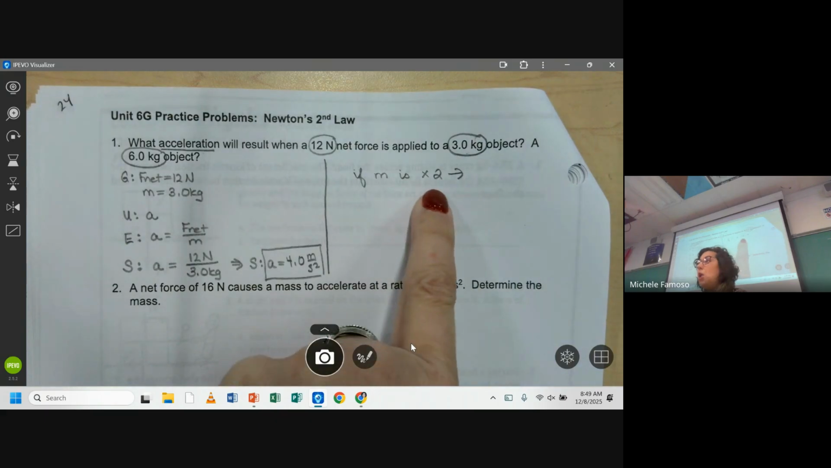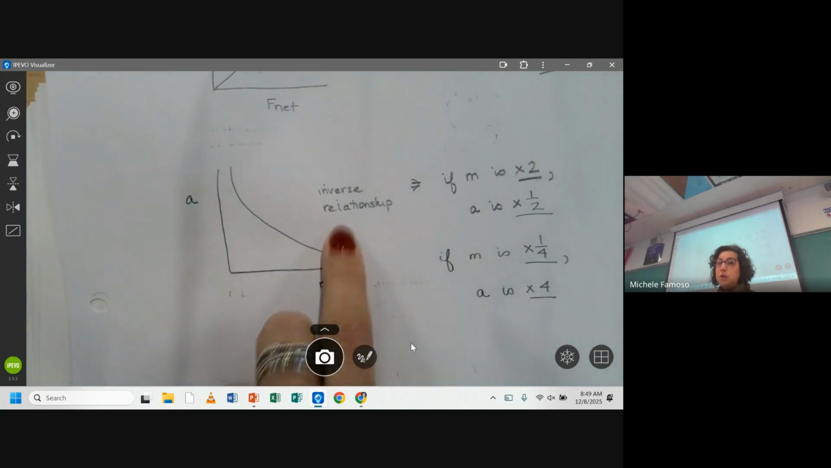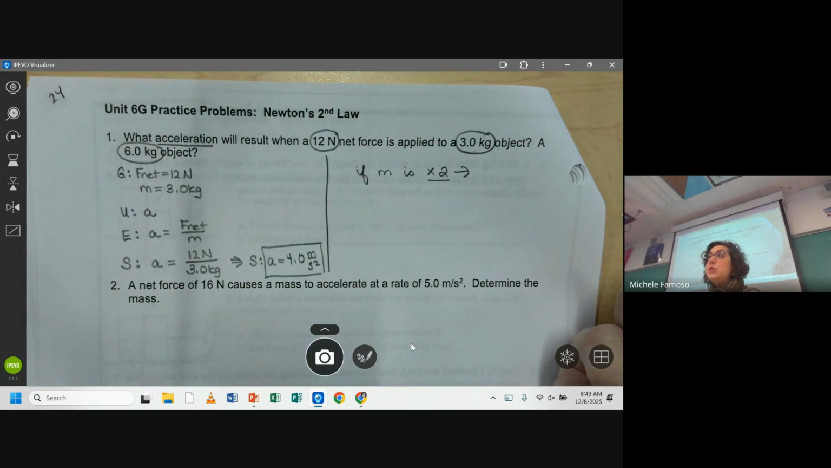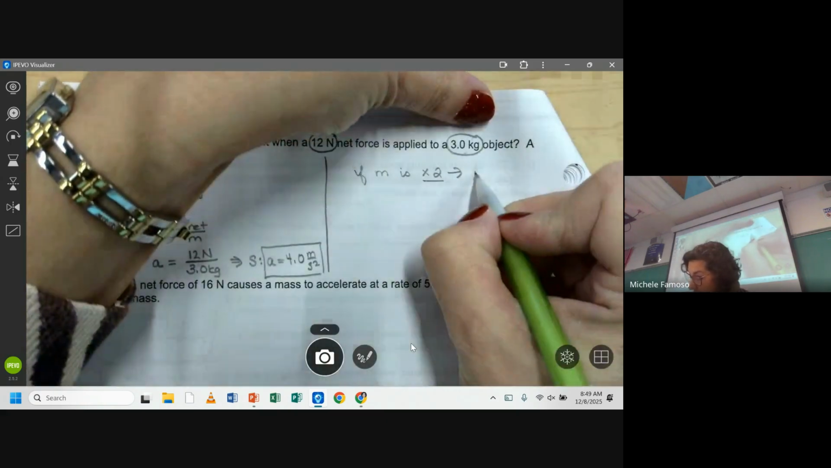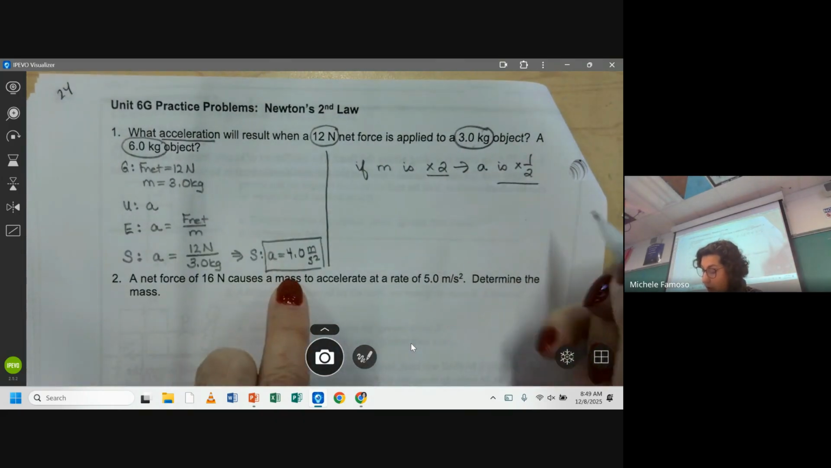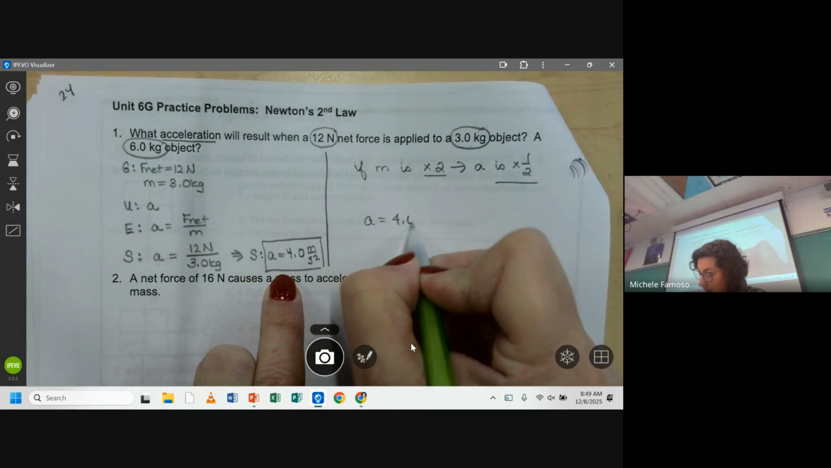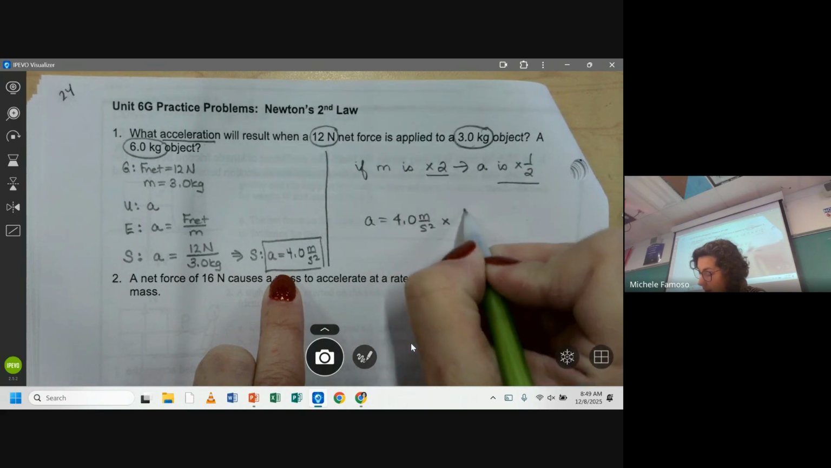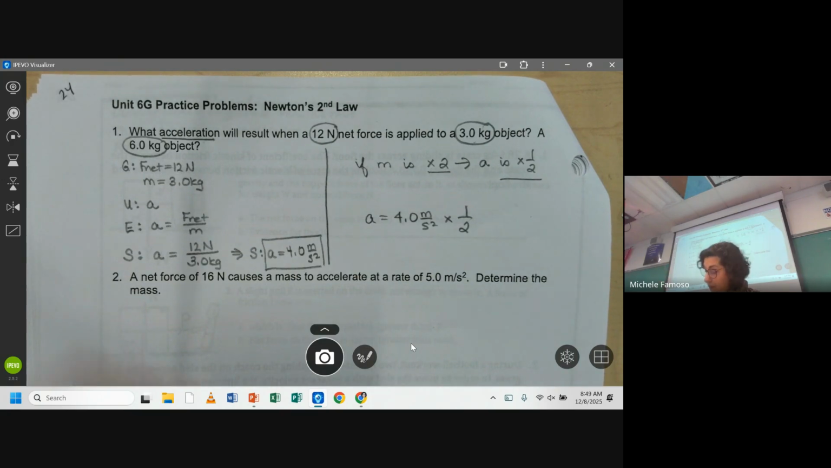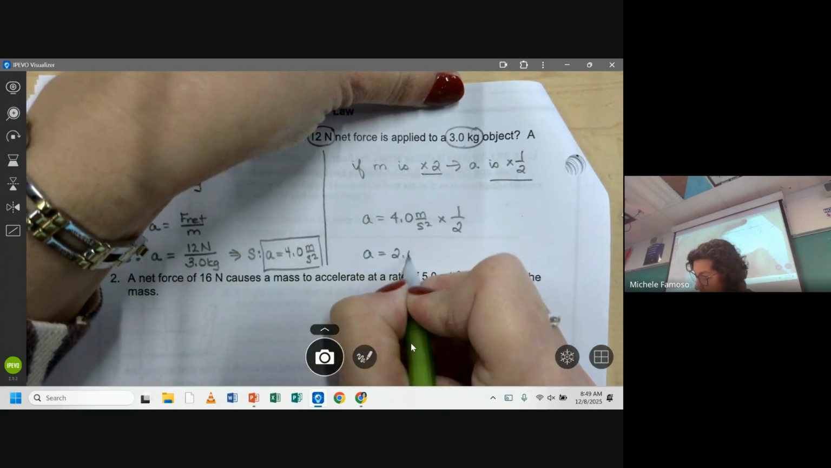If I double the mass, according to Newton's second law, what happens to the acceleration? Which relationship is it? Direct or inverse? Inverse. So what is the inverse of multiplying by 2? Multiplying by a half. That means the acceleration is multiplied by a half. So here's the original acceleration. We have to multiply that by a half. So what's my new acceleration? Ryder? That is correct.